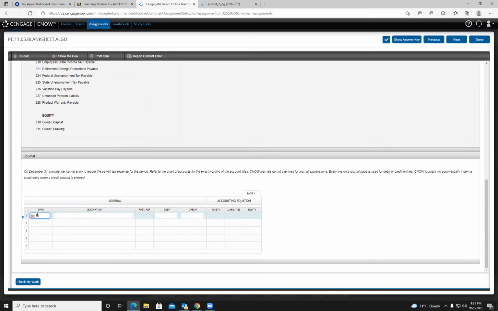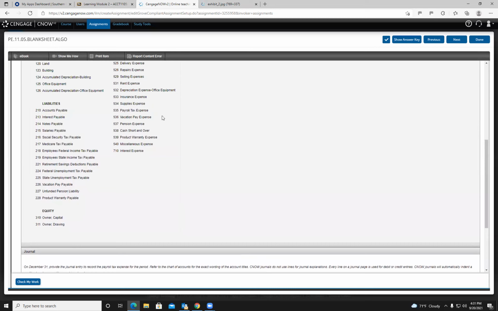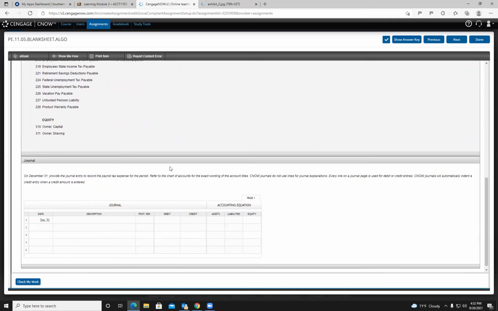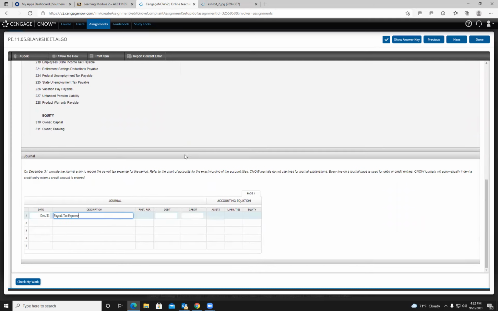So we're going to go ahead and put in our date. Now, I told you guys, we always start with our debit entry. Our debit entry is going to be an expense account, and it is going to be our payroll tax expense account, because we're recording the employer's portion of payroll taxes that they're required to pay. So we'll start out with that. Now, we don't know the amount of this expense yet, because we have to do some calculations.